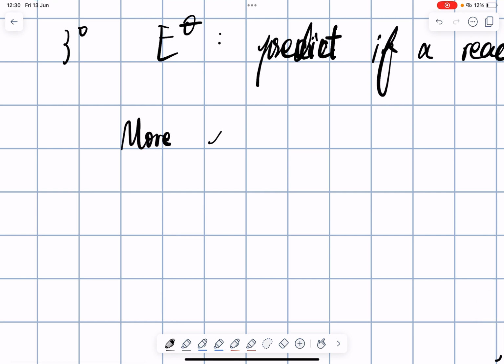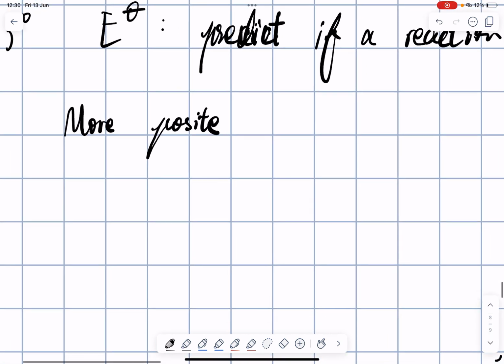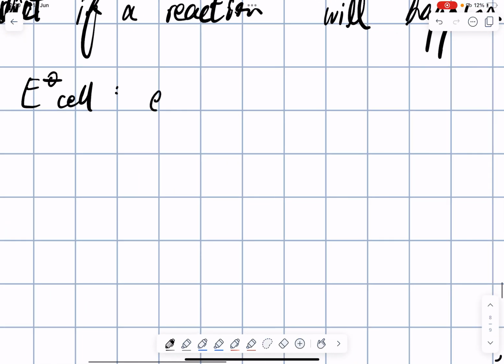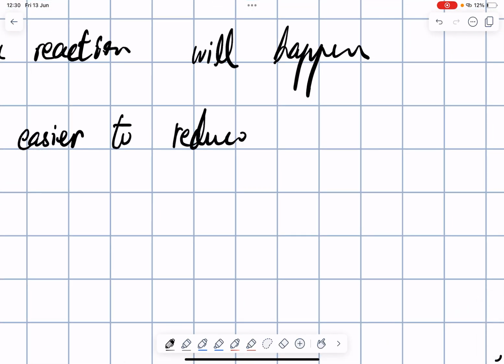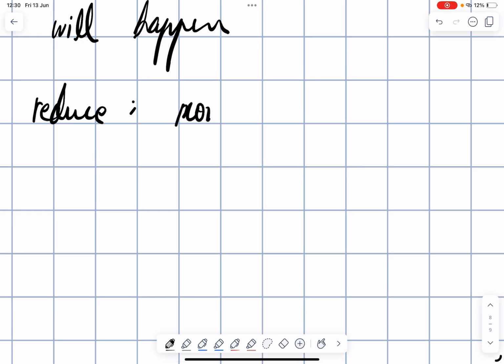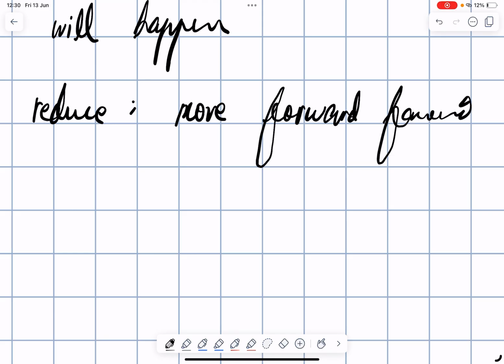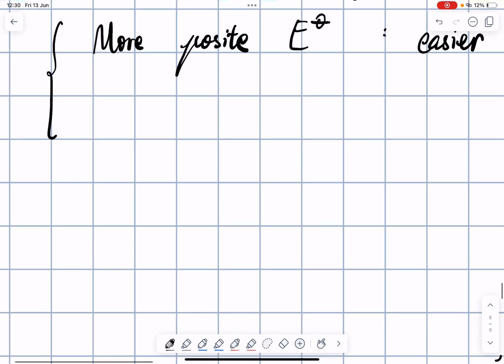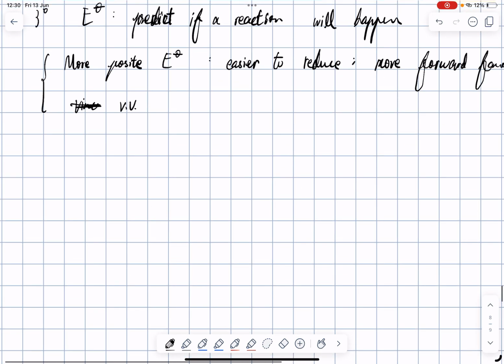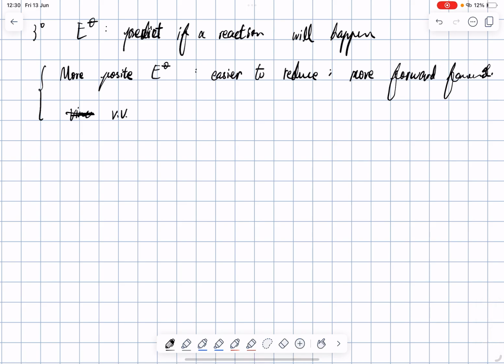So, more positive E cell. It's easy to talk about reduction, right? So it's easier to reduce, and more forward, favored. Vice versa, that's omissible here, so I'll just skip it. VV, I don't know if it's the correct abbreviation. Abbreviation, yeah, that's the real way to pronounce this.